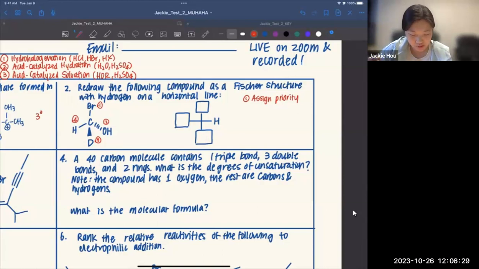Now, when we're determining R and S, Dr. Berg likes to do the swap and flip method. Some people misuse this method. So I'll teach you the right way to do the swap and flip method, but personally, I like to do the rotation method.